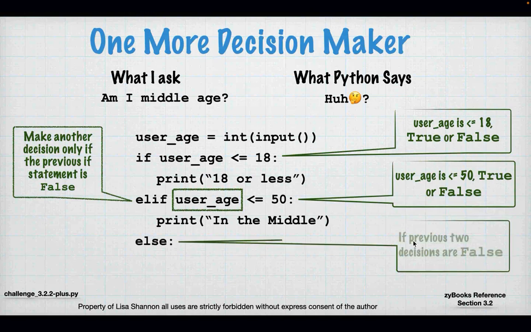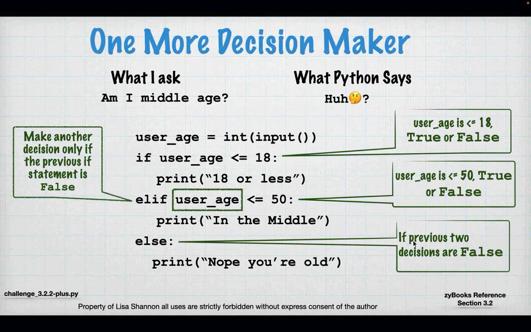And then we have our else statement, which is if all else fails, nope, you're old. So this is the flow when you have an elif statement. Again, it's if, elif, and else.